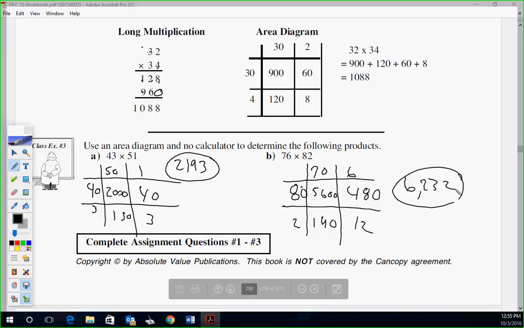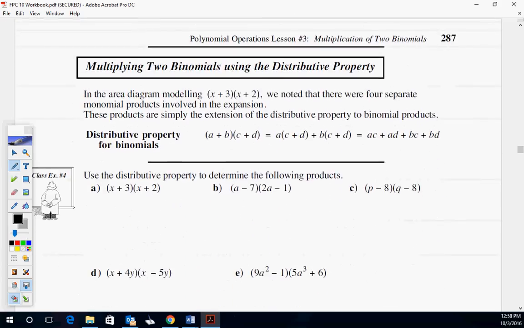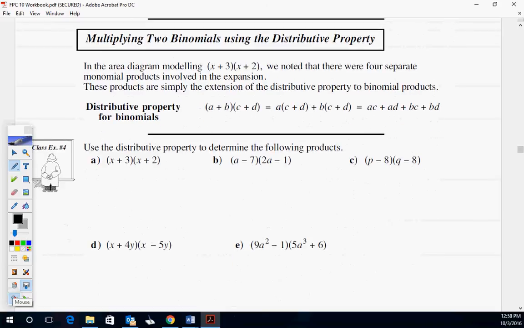Okay, on to the last part here. This is kind of to me the meat of what we're doing, being able to do it with the distributive property. So multiplying 2 binomials using the distributive property. There's one way you can show it, but honestly, I'm going to do these two with the distributive property, but I really just want to push the foiling because foiling is what you have to know how to do.